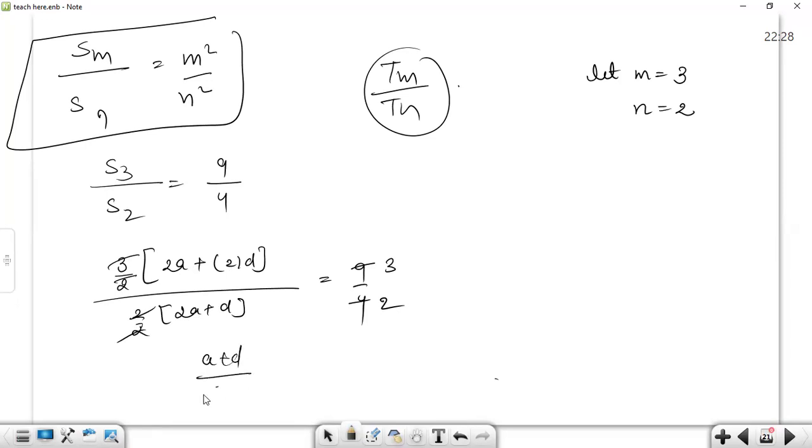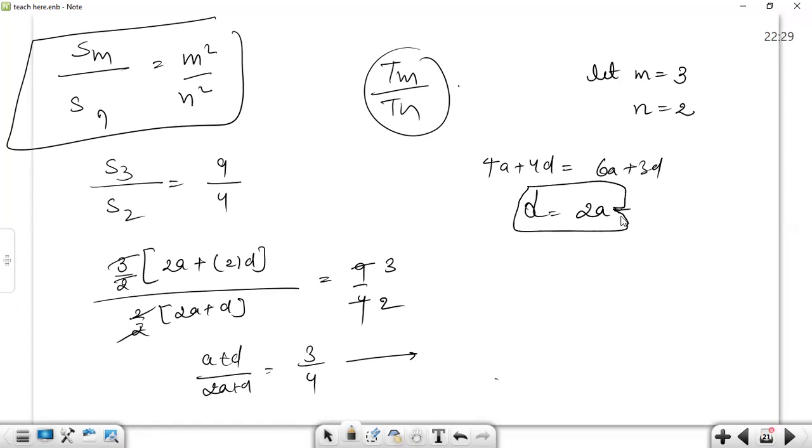So (a + d) divided by (2a + d), 2 was common here, so 3 by 4 now. Okay, simple. And now if we solve it further, we can write 4a + 4d equals 6a + 3d. Now this becomes 2a equals d. This is the condition. We had to find out Tm upon Tn.